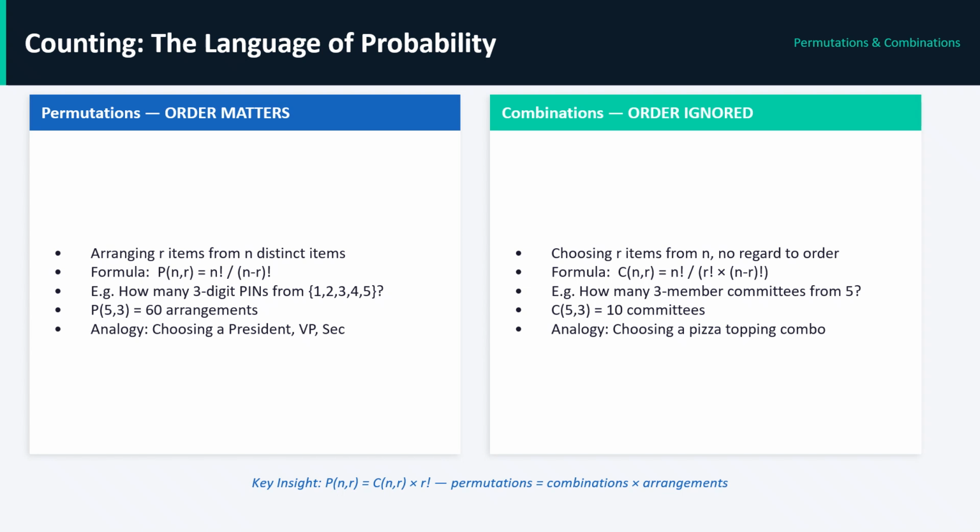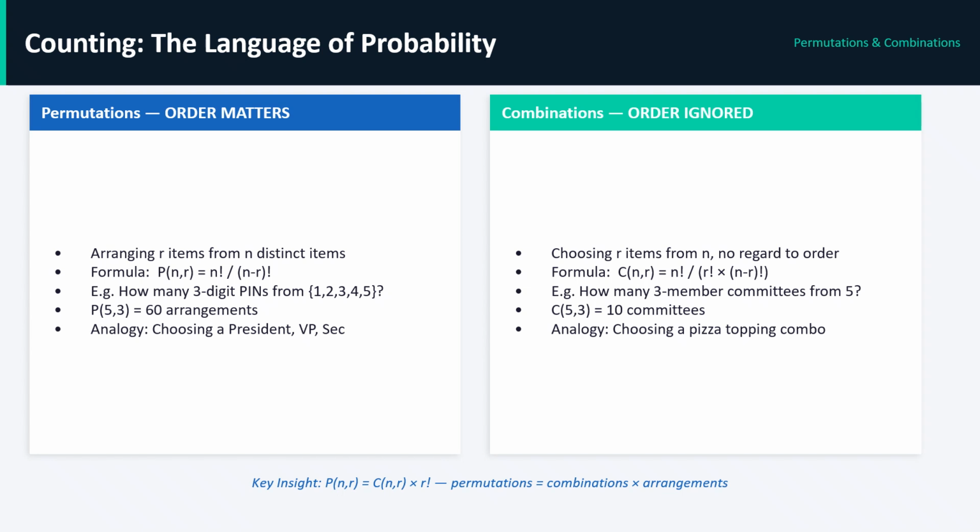For example, if you are going to set a PIN number for your ATM card, in how many ways can you set it using digits from 1 to 5 if the length of the PIN is 3 digits? In that case, the possible PIN numbers that can be selected from 1 to 5 with a length of 3 digits is P(5, 3), which will be equal to 60 arrangements. So if you are given the numbers 1, 2, 3, 4 and 5, and you are asked to set a PIN number for your ATM card where the maximum length of the PIN is 3 digits, you can set your PIN in 60 ways.